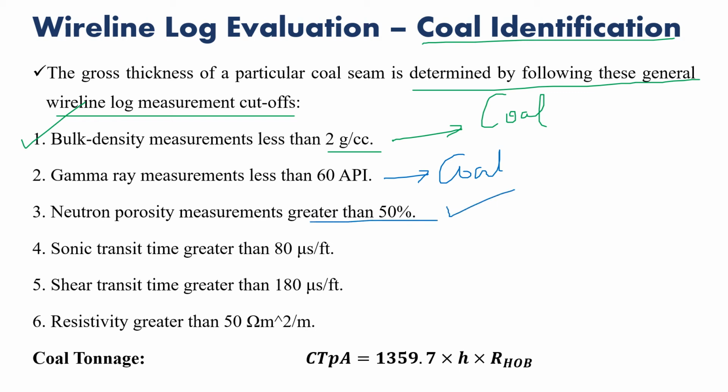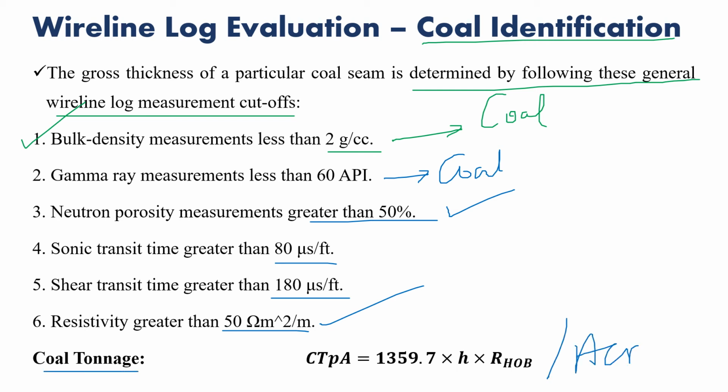Sonic transit time greater than 80 microsecond per foot. Shear transit time greater than 180 microsecond per foot. And resistivity is greater than 50 ohm meter square per meter. So based on this, we can calculate coal tonnage per acre.